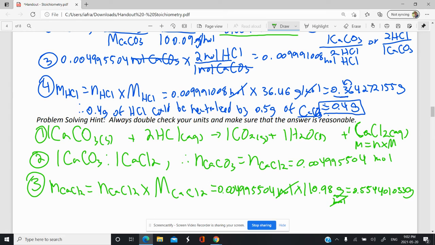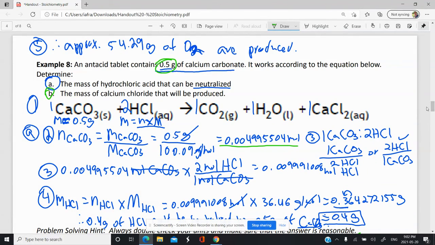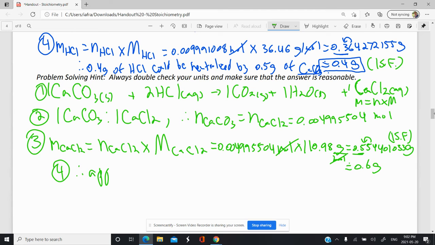0.554401033 grams. And so what we want to do, though, is we want to make sure we're following the significant figure rules. So 1 sig fig there, which is what we had in the previous question as well. So we want 1 sig fig over here. And so normally it's a 5, you want to round up over here. So we get approximately 0.6 grams of CaCl2 that can be produced. So our step 4 statement is therefore approximately 0.6 grams of CaCl2 will be produced.